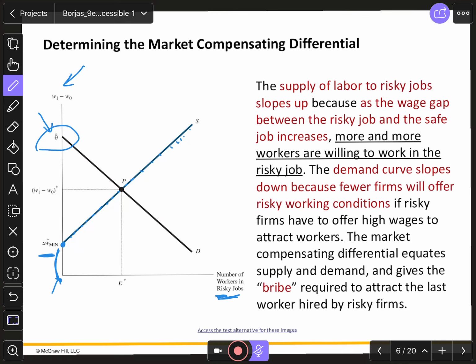All right, and of course, as the differential between marginal productivity of workers in the risky versus non-risky job decreases, then the demand is going to increase. There must be a certain point where we have an equilibrium. So the equilibrium point is at point P, where there is a wage differential gap star, which is the optimal point, and there is an employment star.